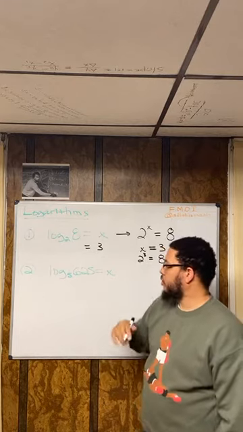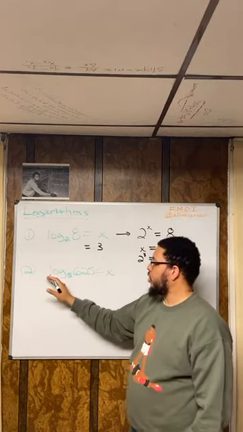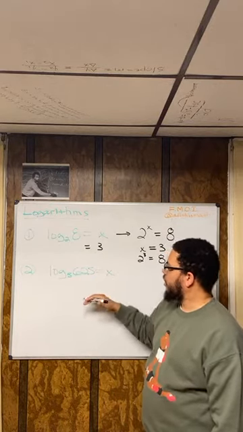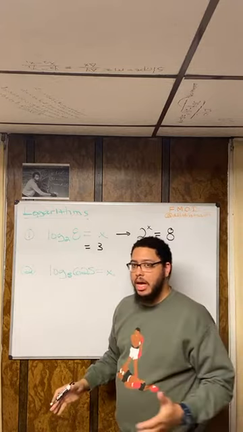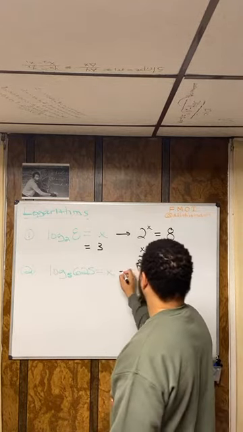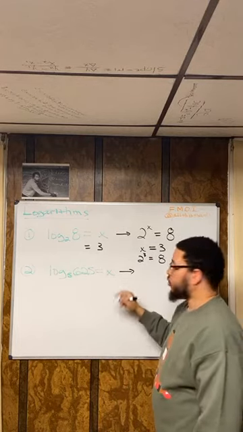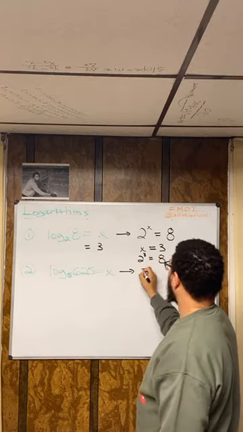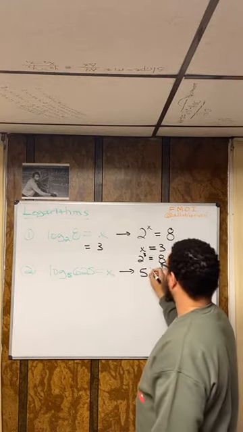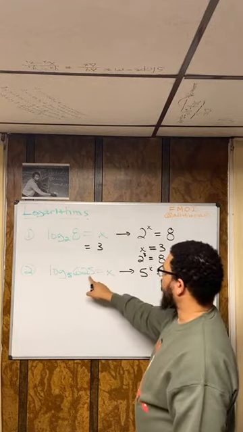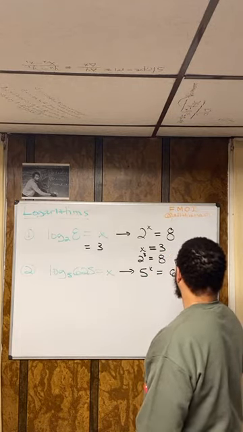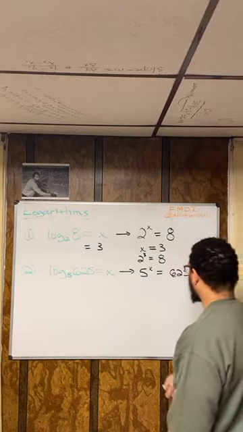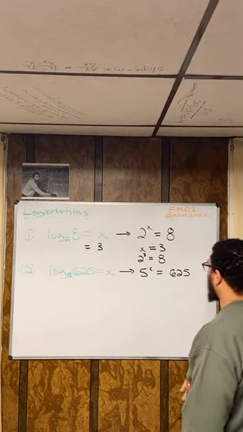Now, let's go to number 2. It's another logarithm. Logarithm base 5 of 625 is equal to x. So 5 has to be multiplied how many times to equal 625? Let me rewrite this logarithm in exponential form. Once again, my base is 5. My exponent is this right here. It's equal to the argument, 625. So 5 to the x power is equal to 625.